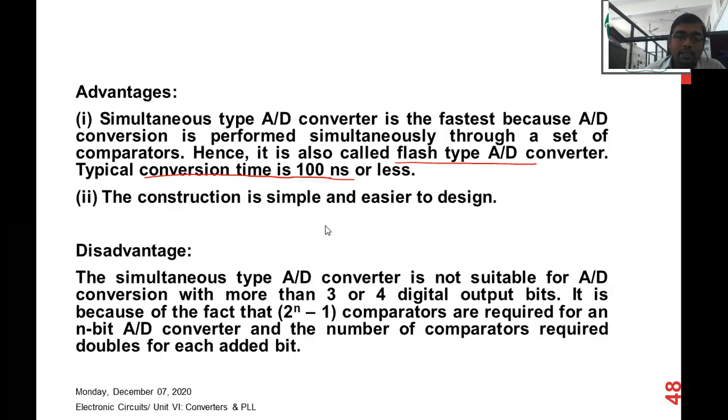But there is also one disadvantage: the simultaneous type A to D converter is not suitable for analog to digital conversion with more than 3 or 4 digital output bits, because of the fact that 2 raised to the power n minus 1 comparators are required for an n-bit A to D conversion. So the number of comparators required doubles for each added bit. That's why it is not suitable for higher digital output bits.